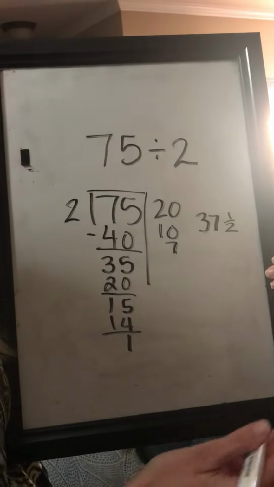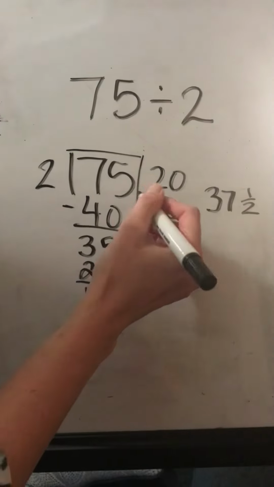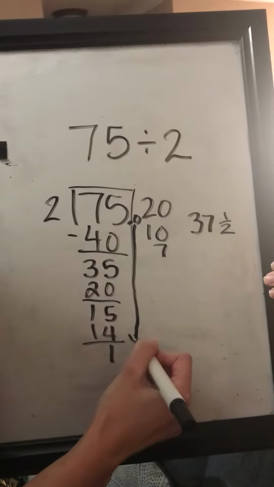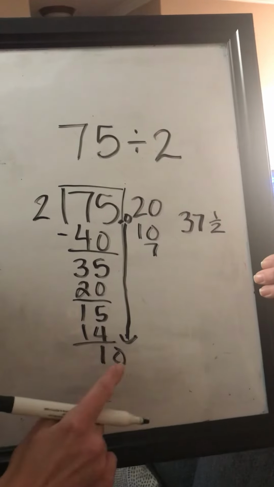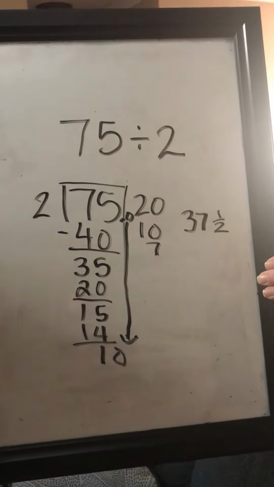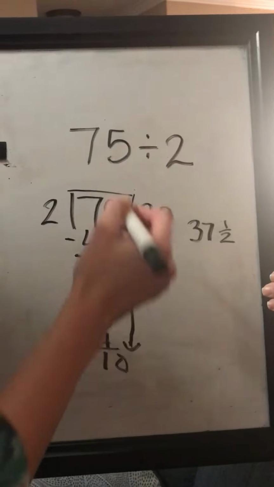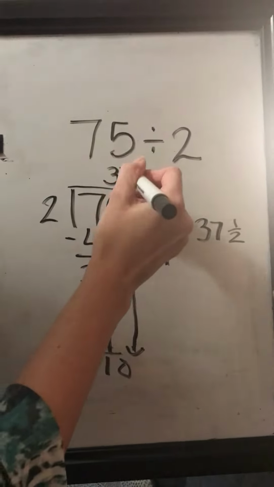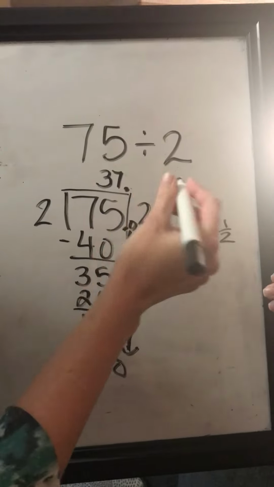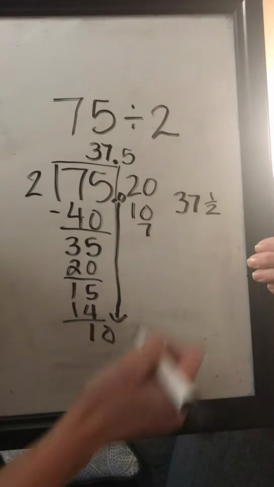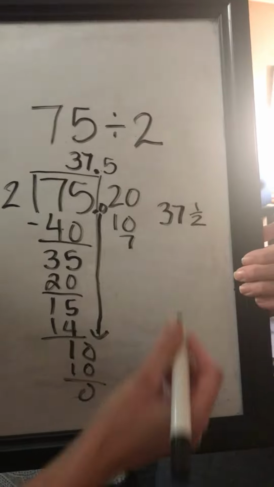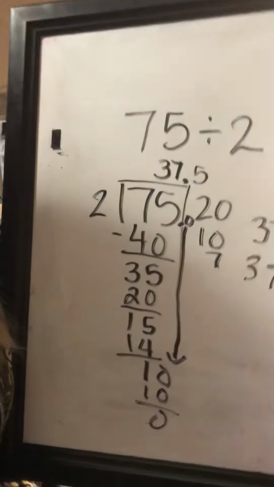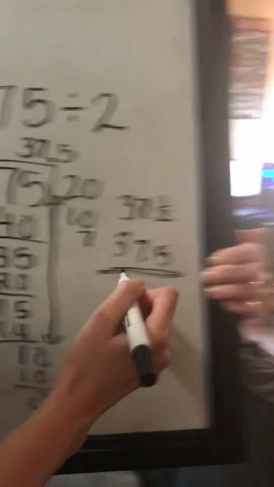But since we're talking about decimals, remember what we would do is we would put our decimal point and a 0 here and then bring that down. And so now I've got 10 divided by 2, which is going to be 5. So if I go ahead and write all this, I've got 37, and then I'm going to bring up my decimal point and say 5 here, since 5 times 2 is 10. So I know 37.5 is the same thing as 37 and a half. So these two are equivalent.